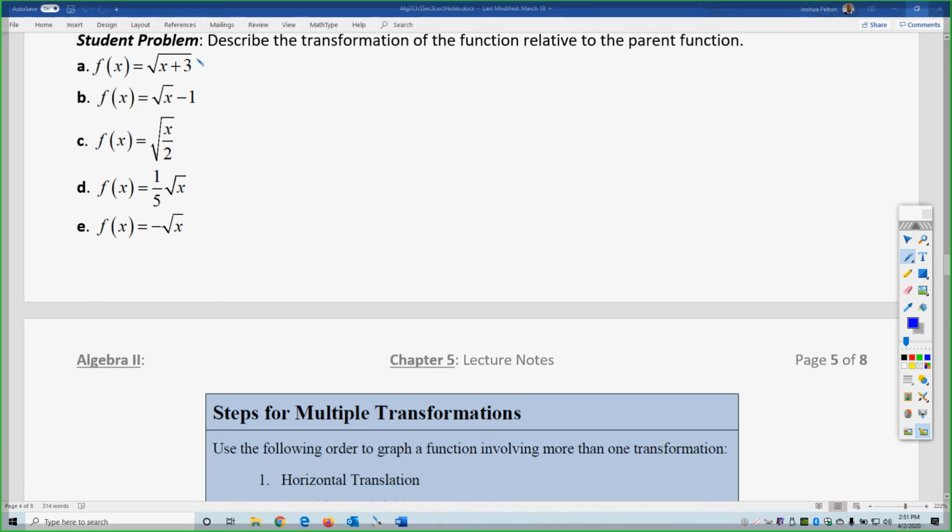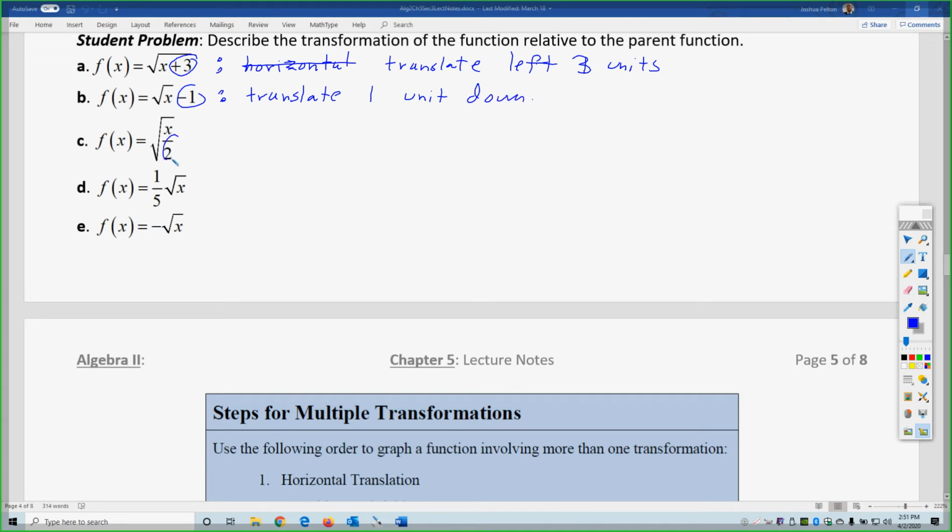Okay, inside is x, so horizontal. It's adding and subtracting, so that's translating. So it's horizontal, or I'd say translate, I guess. Left 3 units, because it's counterintuitive inside. Okay. If it's on the outside, it's y, so it's adding and subtracting, so that's translate or shift. 1 unit down.